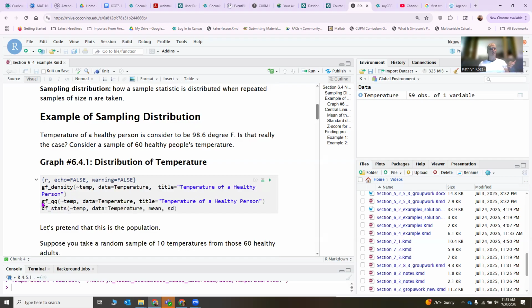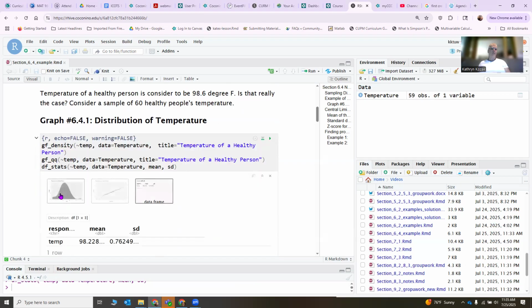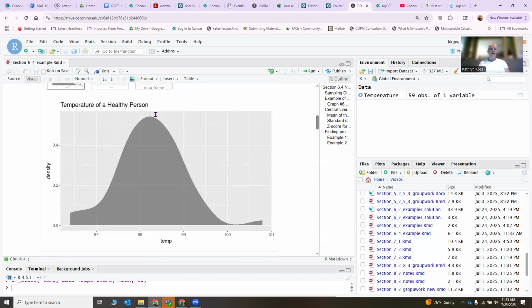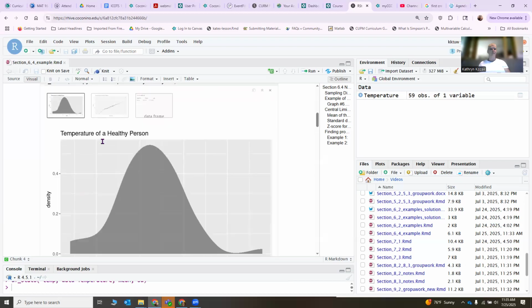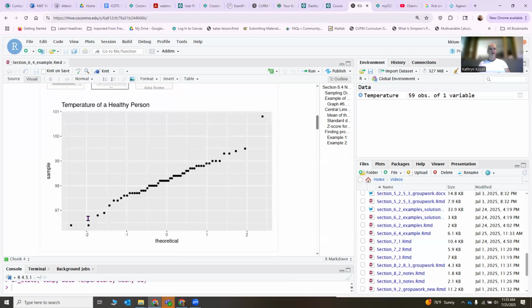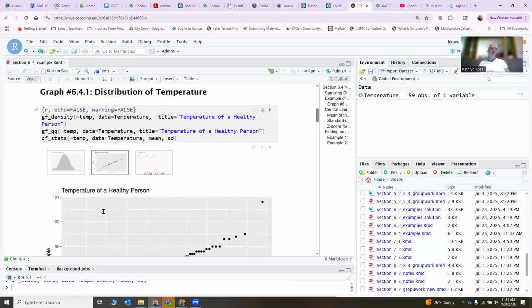We're also going to do a normal quantile plot with this gf_qq. And that normal quantile plot, you want to look linear. So let's go ahead and run that. I'm looking at my density plot. That does look like a nice bell-shaped curve. I'm looking at my normal quantile plot, and it does look somewhat linear. There's maybe a little bit of an outlier, but overall, it looks fairly linear. So it looks like this sample is from a population that is normally distributed.